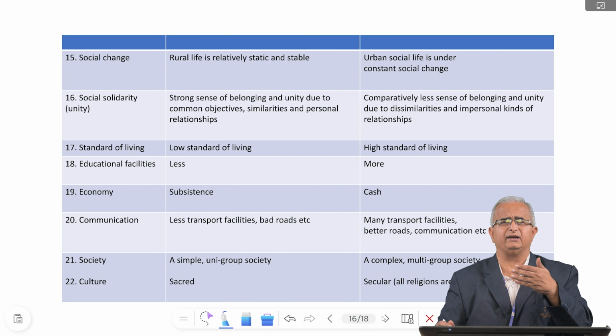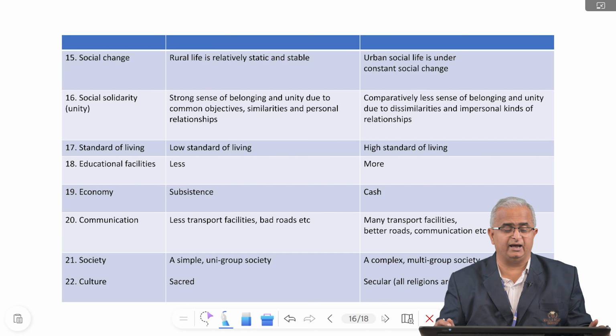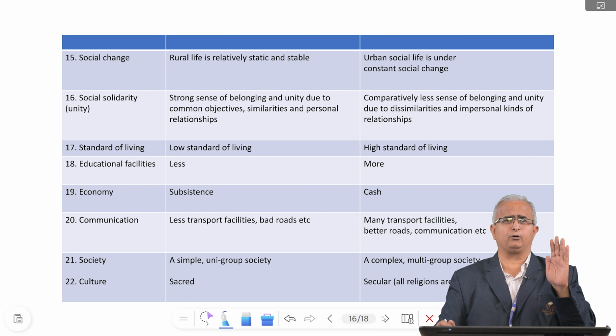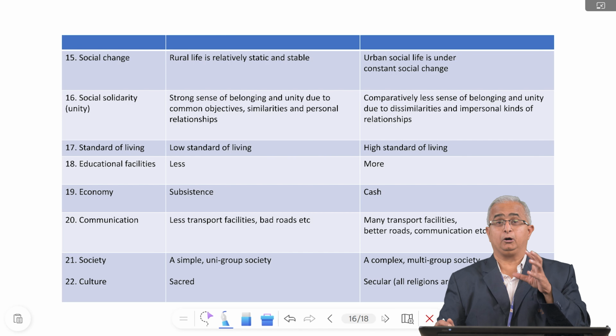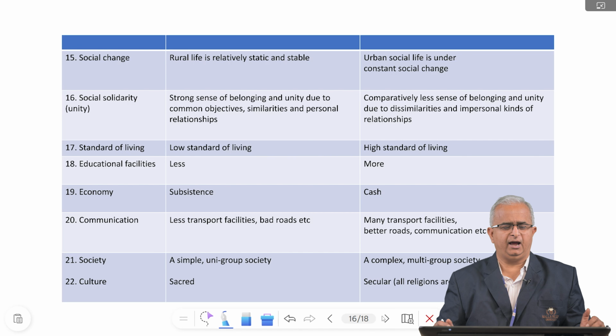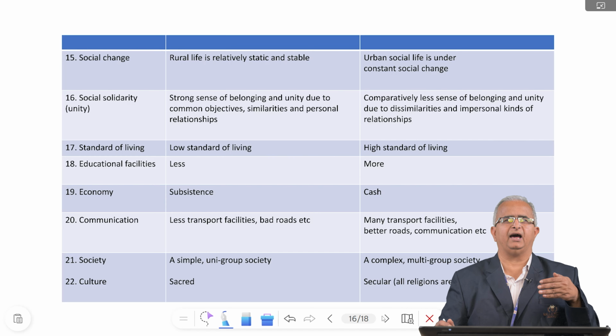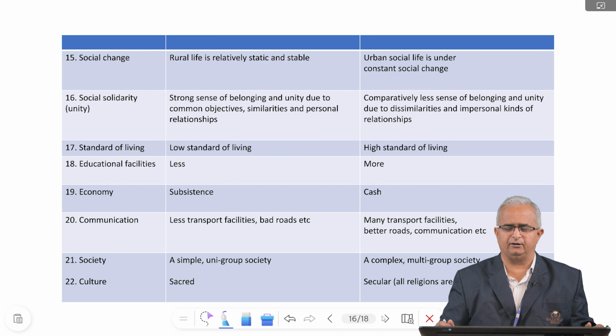A cash economy, selling activity for the benefit of business, is observed in the urban areas. In communication, there are fewer transport facilities and bad roads in the rural areas, whereas transport and communication facilities are much better in the urban areas. The rural society is a simple uni-group society, whereas the urban society is a complex multi-group society. And in culture, the rural areas have a sacred culture, attached to the divine, whereas the urban culture is secular, where all religions are treated equally.